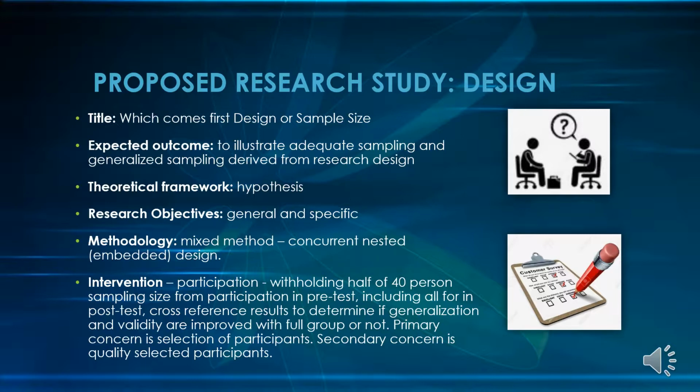And the intervention is participation, to withhold half of the 40-person sampling size from participation in pretest, including all for the post-test. Cross-referencing results to determine if generalization and validity are improved with full group or not. The primary concern is the selection of participants, and the secondary concern is the quality of selected participants.